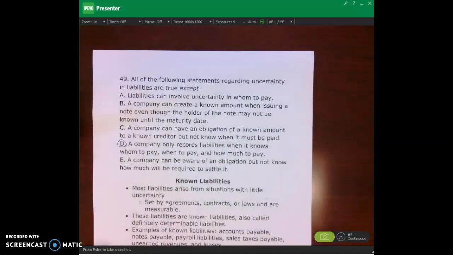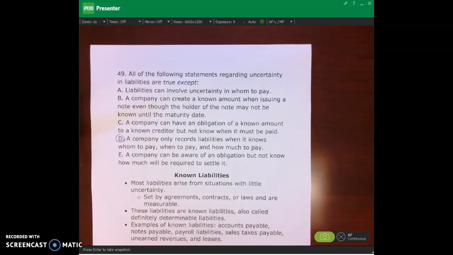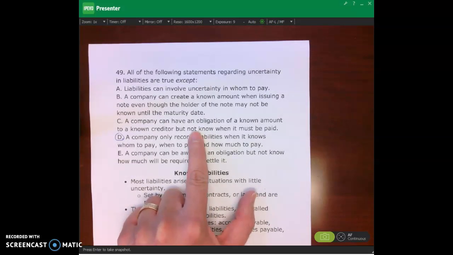Number 49 right over here. All of the following statements regarding uncertainty and liabilities are true except: a liability can involve uncertainty in whom to pay. Yep, that's true. A company can create a known amount when issuing a note, even though the holder of the note may not be known until the maturity date. Yes, that is true. That's the exact situation that I was talking about with my mortgage. Company can have an obligation of a known amount, but not know when it must be paid. Yep, that's the idea of that legal services we got paid up front, and now we have unearned revenue. We don't know when our client is going to need our help.